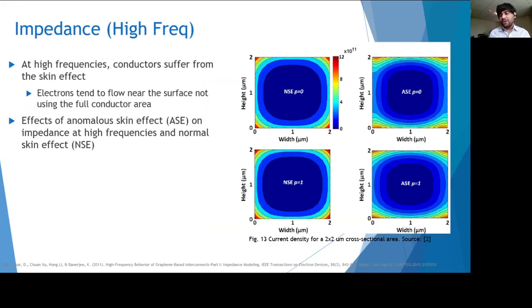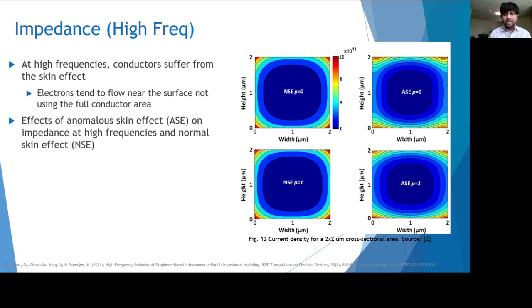Alright, let's look at graphene for high frequency. At higher frequencies, all conductors suffer from what's called a skin effect. This is a consequence of physics where the current doesn't use the full area of the conductor to propagate through, and that's shown in figure 13. You can see the dark blue, that's where very low current density, and the dark red is high current density.